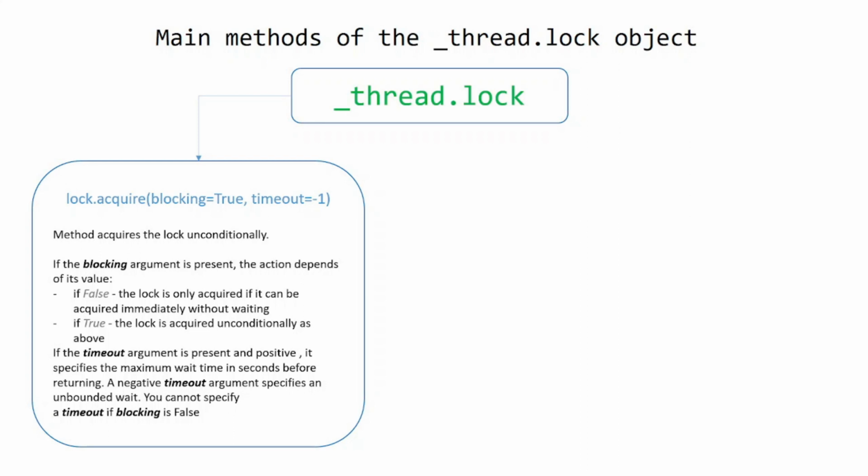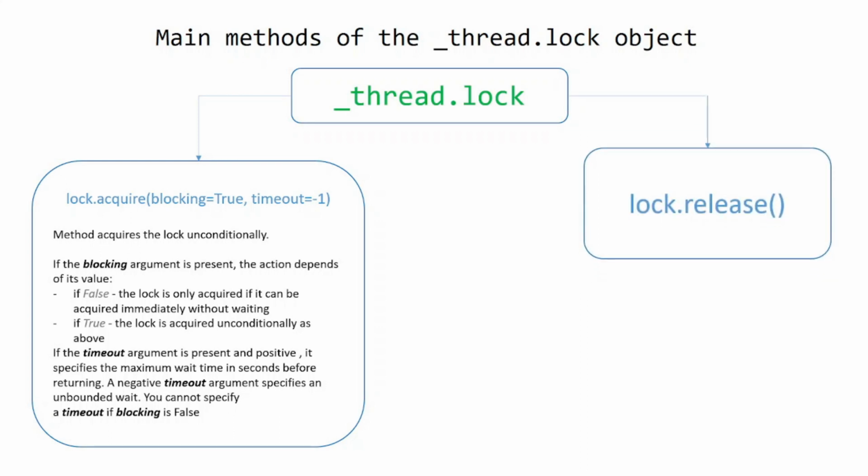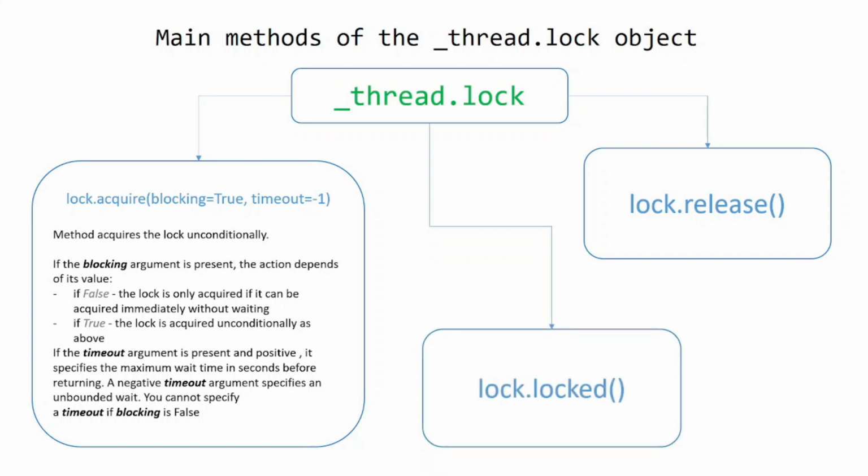If the timeout argument is present and positive, it specifies the maximum wait time in seconds before returning. A negative timeout argument specifies an unbounded wait. You cannot specify a timeout if blocking is false. The release method releases the lock and takes no parameters. The locked method returns the status of the lock and takes no parameters.